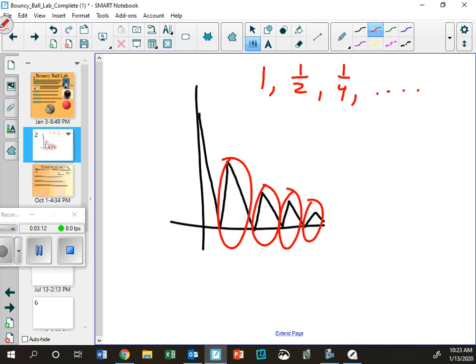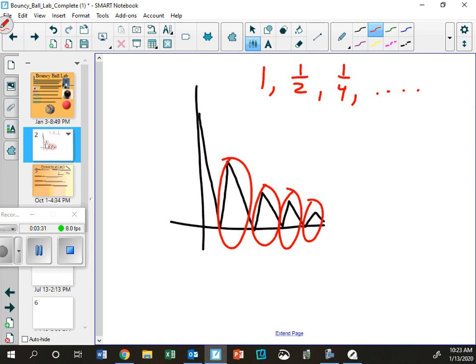Two reasons. Number one, it's never going to be a perfect half. I mean, you could probably build a ball to be a perfect half. But second of all, it has to go down and up. So it wouldn't be 1/2. It'd be 1/2 plus 1/2 plus 1/4 plus 1/4. You get what I'm saying? All right, so it's not super hard, but just factor that in.